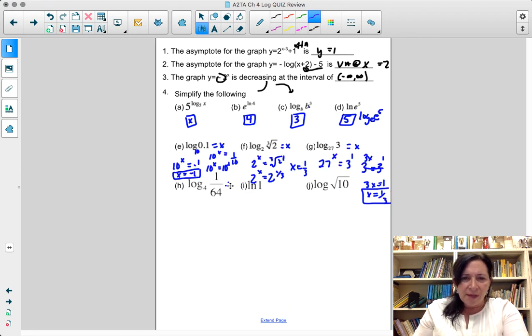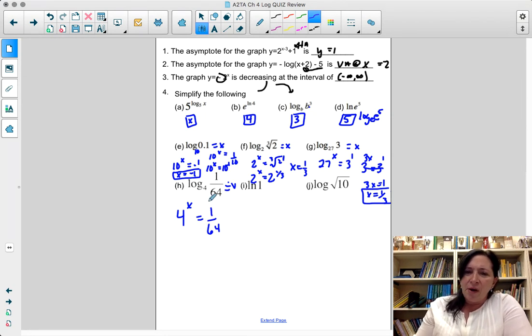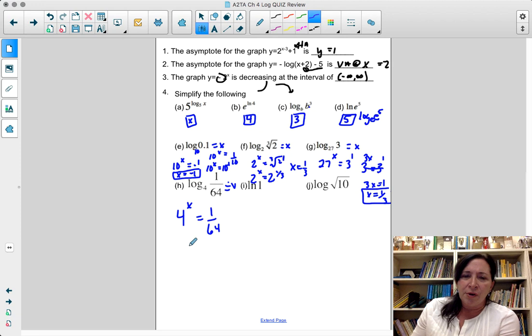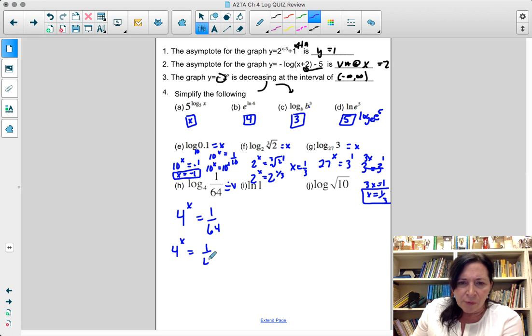For this problem, we'll set that equal to x, and we're going to have 4 to the x power equal to 1 over 64. Again, if you're not allowed to use a calculator, you can't log both sides. So what you're going to do is try to get equal bases. I have a couple options with this problem. One, I can say, well, that's 4 to the x power equals 1 over 4 to the what power? Well, 4 times 4 is 16. 16 times 4 is 64. So that would be 4 to the 3rd power. Well, that's going to bring that up. So I actually have 4 to the x power equals 4 to the negative 3rd power. So therefore, x is equal to negative 3.